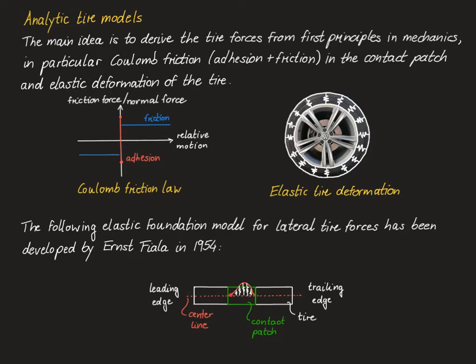Then we have a deformation of the center line over the contact patch, shown in green, and we assume the center line consists of many little tire elements which are connected to the undeformed center line via little springs, which are indicated in white here. If we now look at the center point of this contact patch, the spring forces will generate a lateral force in the center point, and also they will lead to an aligning torque around the center point.